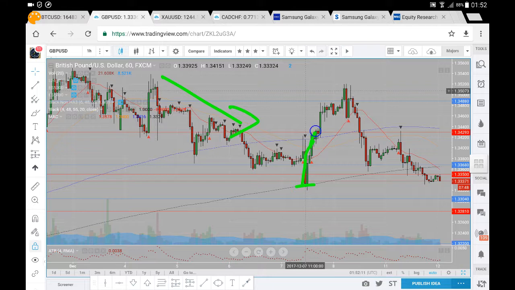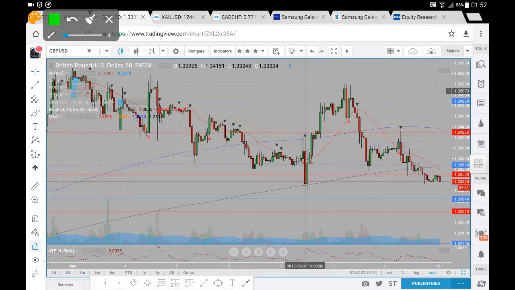We did retrace back above the 200 period moving average. We have stalled out in around the 35.20. We've seen prices come down, a small retracement, and then we did see the break of the 400 period moving average.